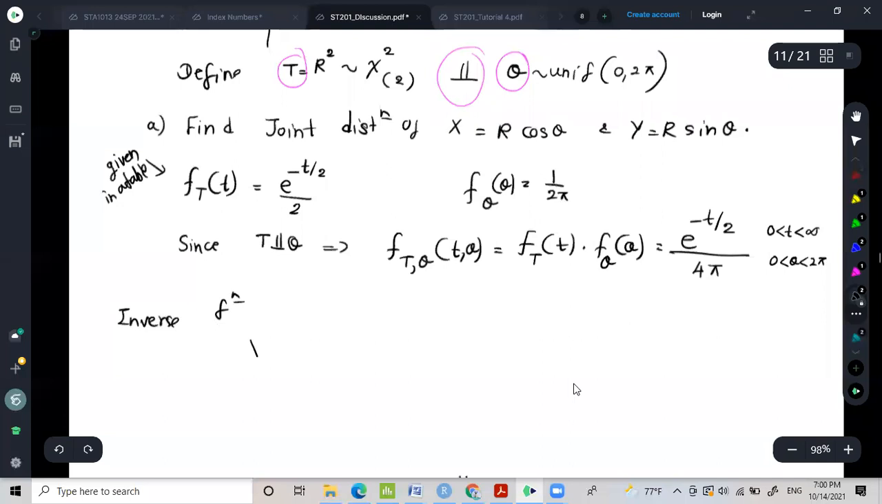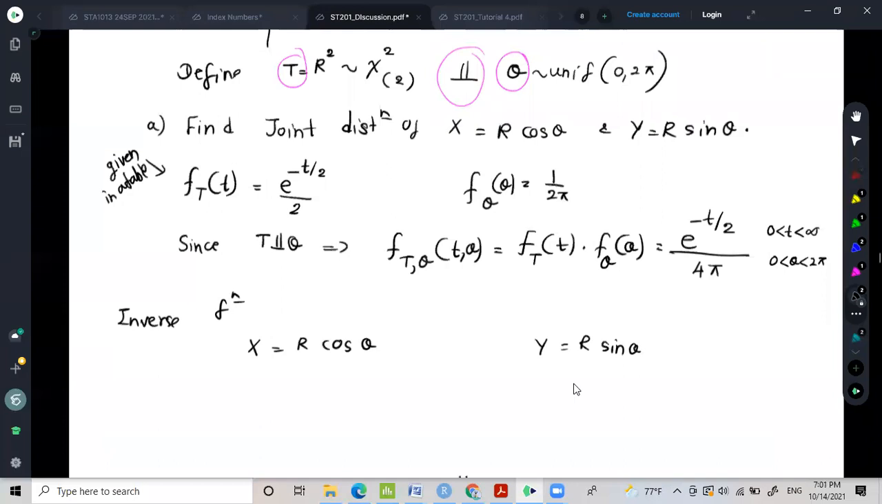So what do we know? We know that X is R cos theta, and we know Y is R sin theta. Now what is our goal? We have to find R and theta in terms of X and Y, the inverse. Okay, so how do you do that? For this, you need a little bit of trig knowledge. We expect that you have this knowledge in trigonometry.